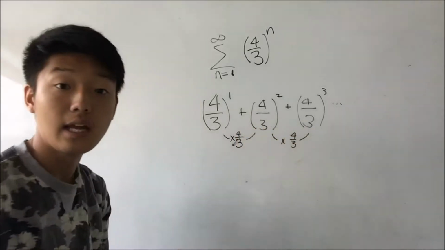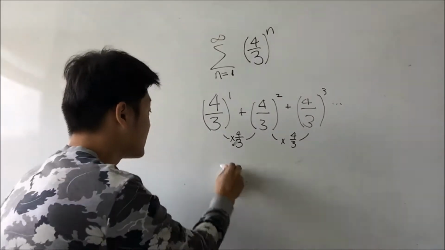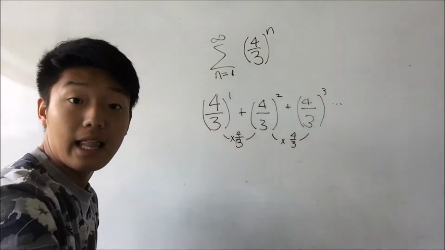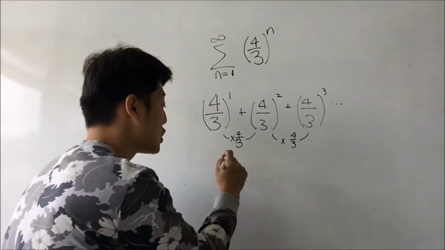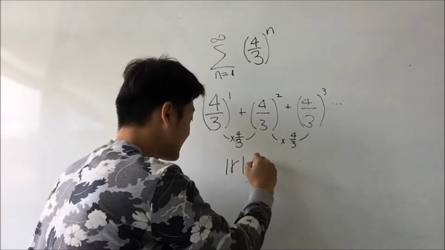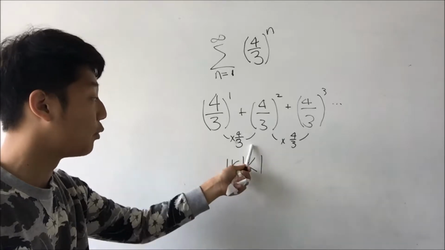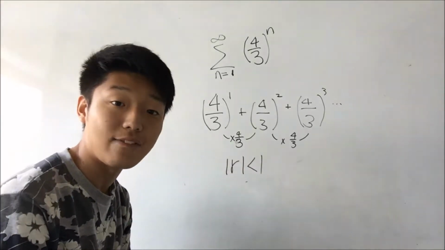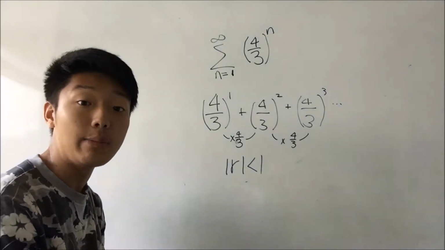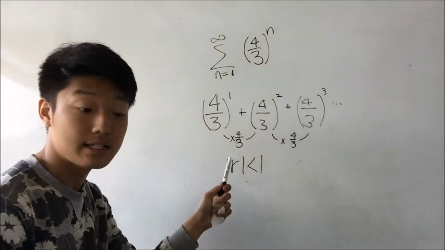That means this is a geometric series. In the last video, we talked about how if it is a geometric series and r is less than 1, it converges. However, when you look at it, r is greater than 1, so that means it diverges. Because the limit goes to infinity, this series diverges.